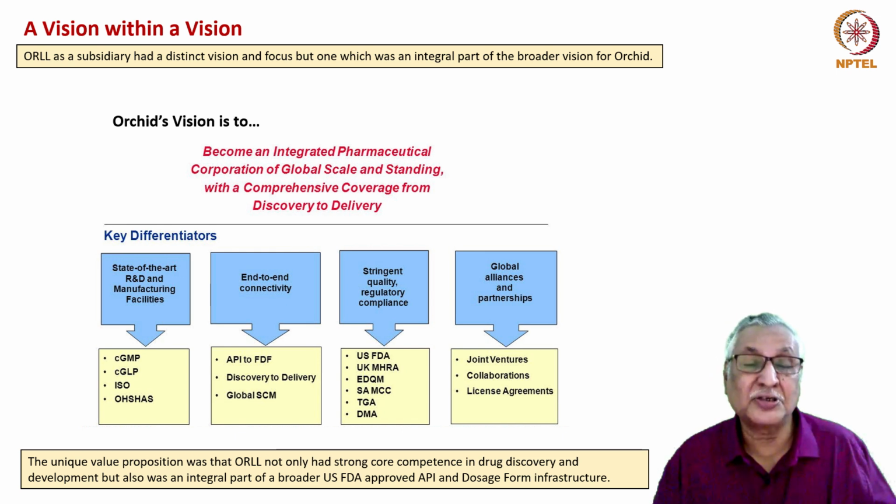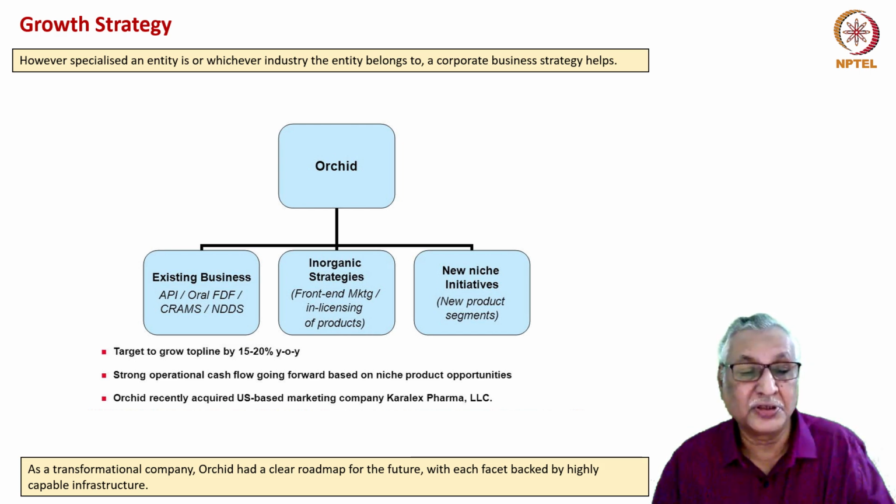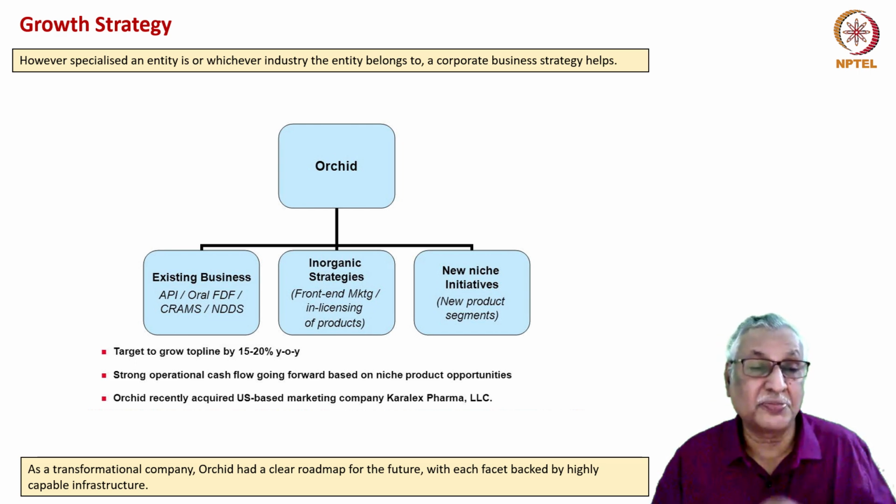Therefore, if somebody were to develop a new molecule, that company would not need to go anywhere else for taking the clinical trial batches and even piloting the product and stepping up to the commercial scale manufacture. That is the kind of breadth of service that was available through ORLL as well as the parent company Orchid. So the growth strategy was existing businesses, inorganic strategies, and new niche initiatives. And that helped the company grow top line consistently, generate operational cash flow, and take up further acquisitions based on the need for further market expansion.